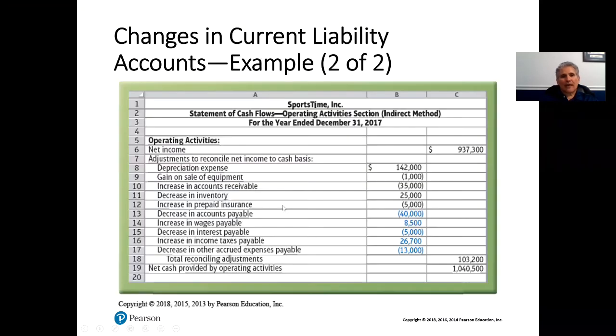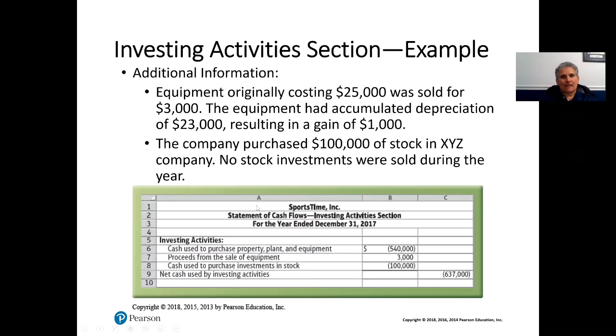Now, it's a purchase of assets, so that means that's cash used to purchase property, plant, and equipment. Used cash is a reduction of cash. That's negative $540,000. Now, we're also going to take into consideration the $3,000 that we received for the sale of that same equipment. So the proceeds from the sale of the equipment, $3,000.